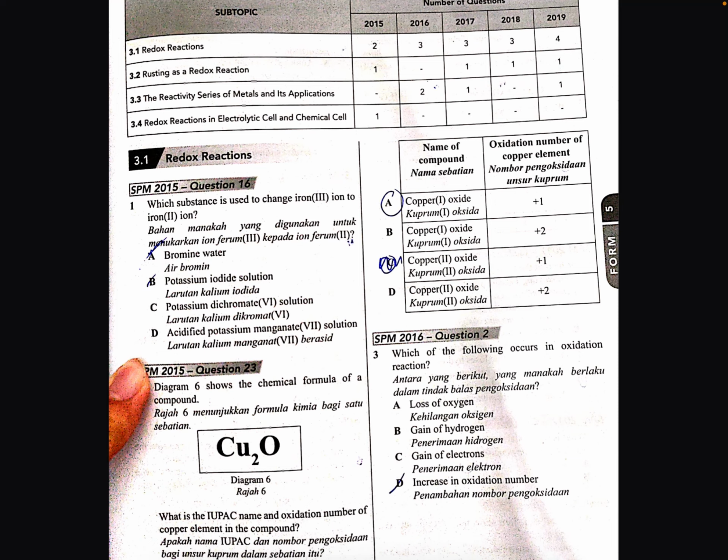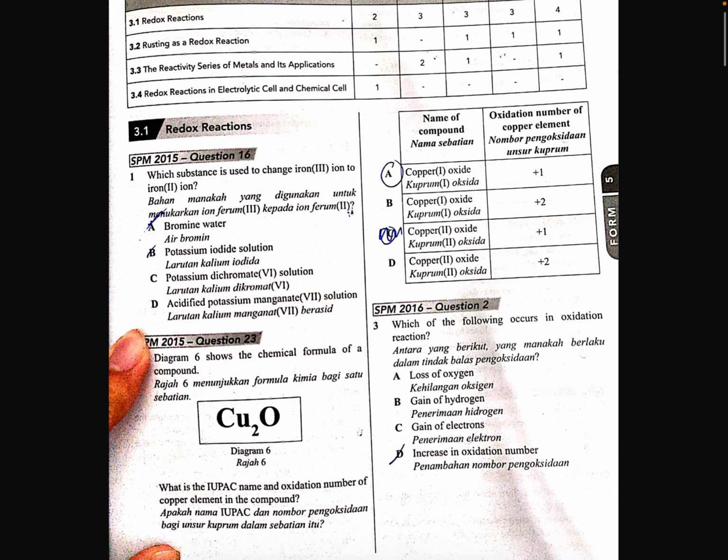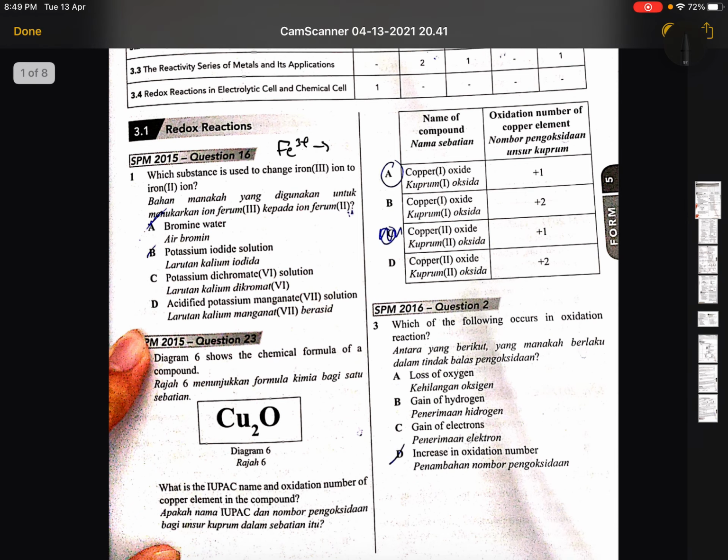I think it's the easiest way for me to get through most of the things possible, because it will help you know what to expect during the exam. Number 1, which substance is used to change iron 3 ion to iron 2 ion? Since it's Fe3+ to Fe2+, it gains electrons, so it's reduced. So you're going to find a reducing agent. If I look at the answers, I wrote it wrong. It's supposed to be B, potassium iodide, because potassium iodide is a reducing agent.